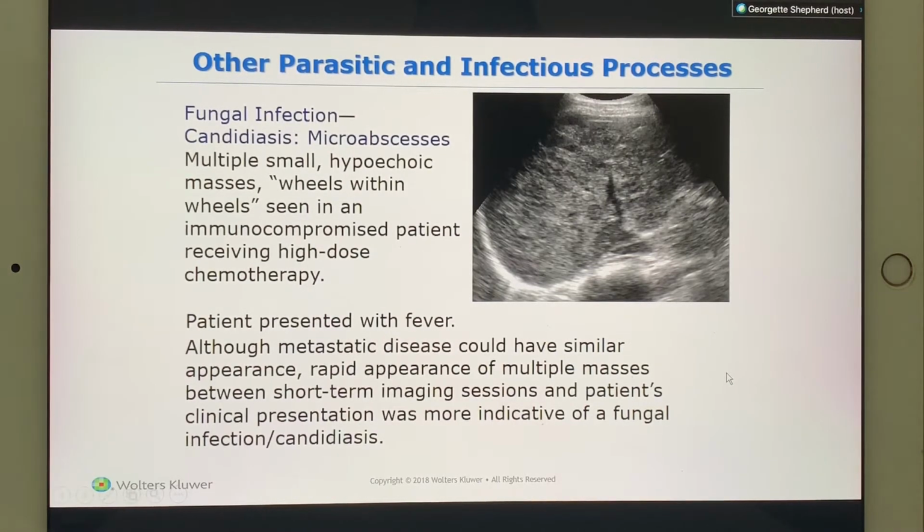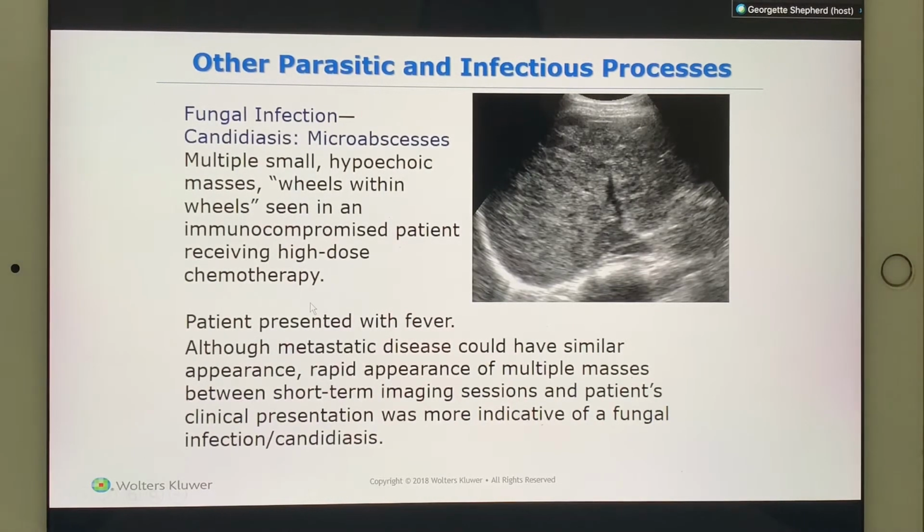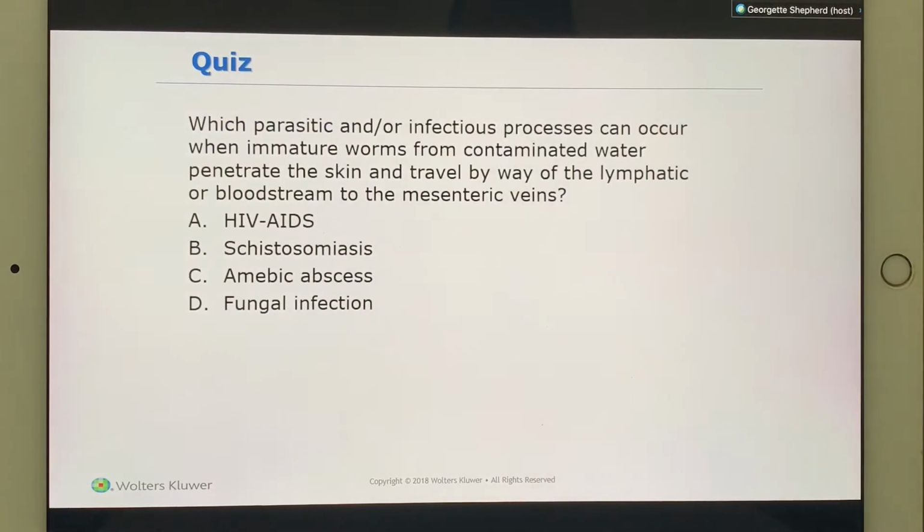Those patients present with fever. It's hard for us to discern whether it's a metastatic disease because it looks the same, and so we would just say that this is a heterogeneous liver in an immunocompromised patient, and the patient has had a history of chemotherapy. So on our diagnosis sheet, we're going to put as much information on that sheet as what we can.